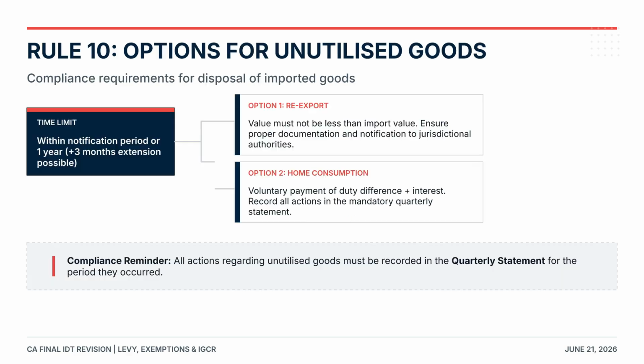Rule 10 provides options when imported goods remain unutilized or become defective. Normally, goods must be used within the period specified in the exemption notification or within 1 year from import, with a possible extension of 3 months. The importer may choose to re-export the goods, ensuring that the re-export value is not less than the import value.